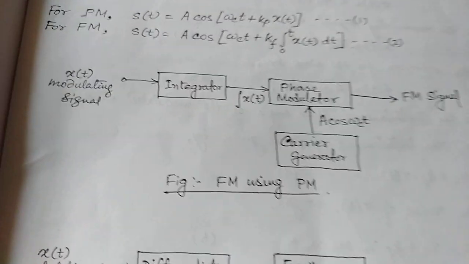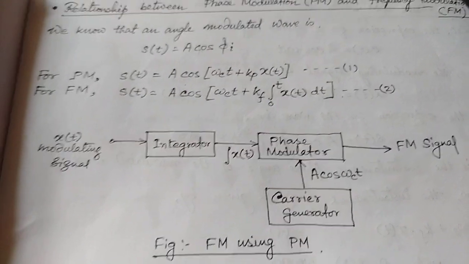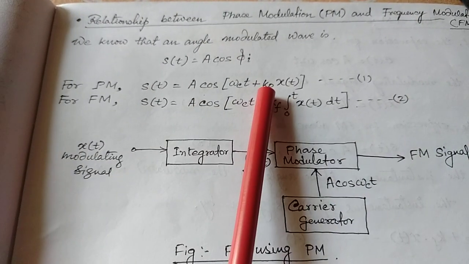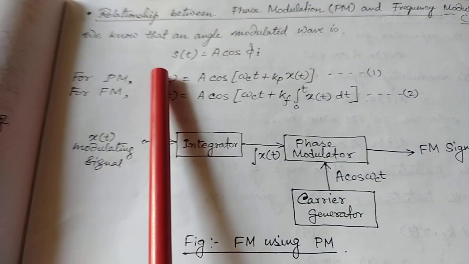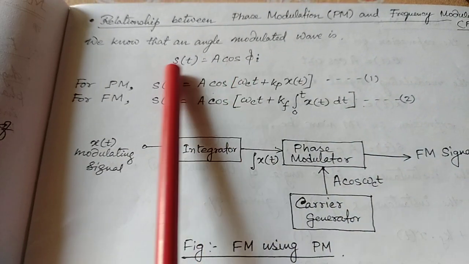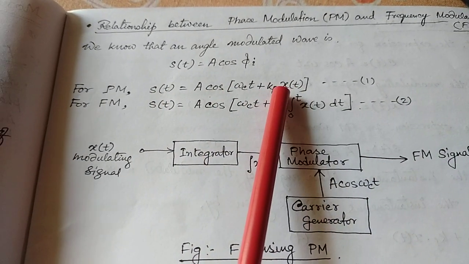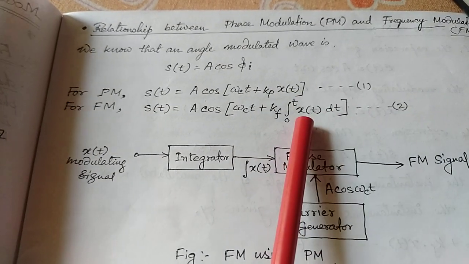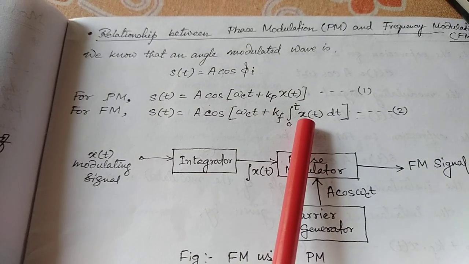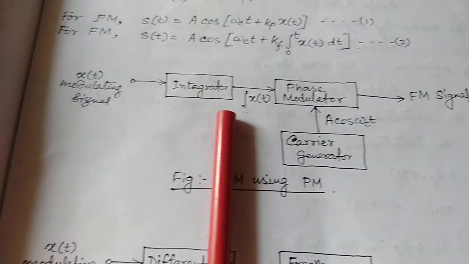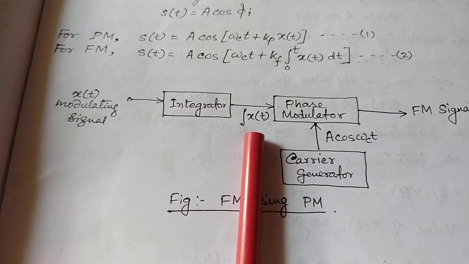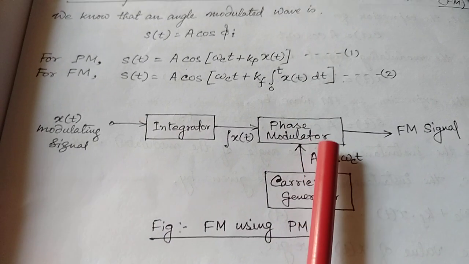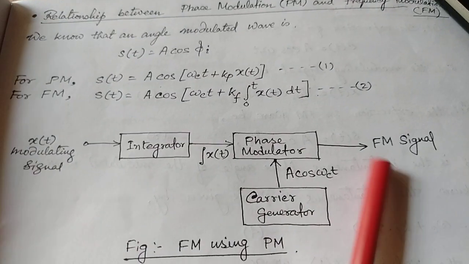Now if we want to generate FM using PM, this is my expression of FM, and this is PM. So if I integrate this portion and pass it through a phase modulator, it will become this. So FM will be generated using PM. First integrating x(t), we have the integration of x(t) dt, and this is passed through a phase modulator to generate the FM.